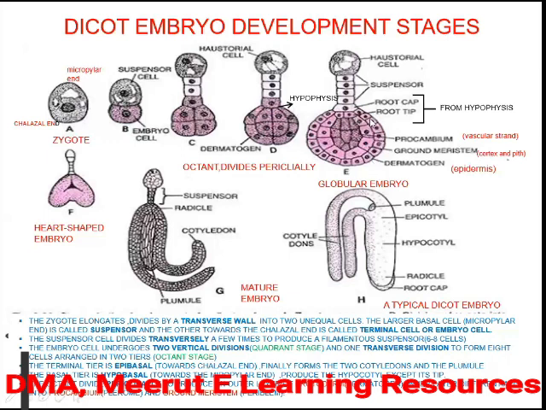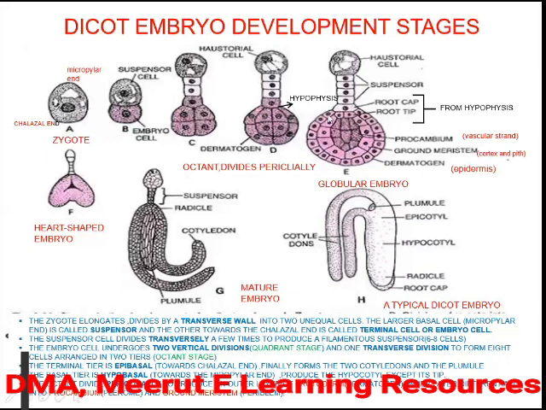Here you can see the outermost layer is called the protoderm or dermatogen. What is the fate of the dermatogen? It gives the epidermis of the embryo. Then you can find the ground meristem, which is going to give the cortex and pith of the embryo. And here you can find the procambium, which is going to give the vascular strand. In this way tissue development resulted. Here you can see tissue differentiation resulted, division of labor started.